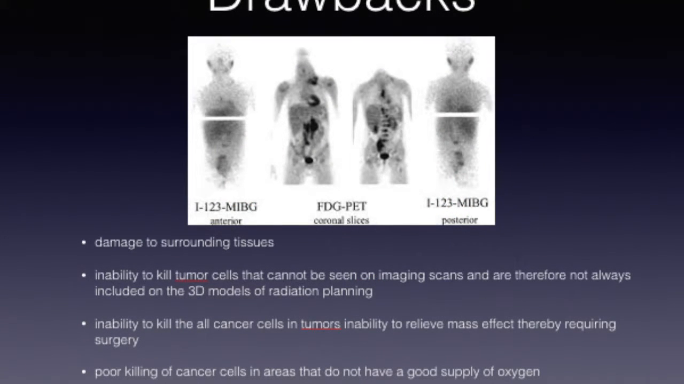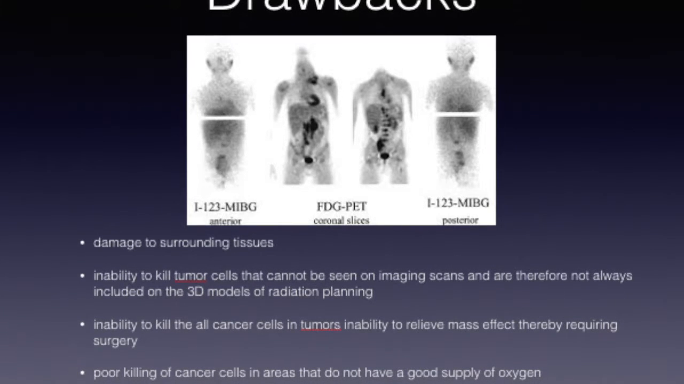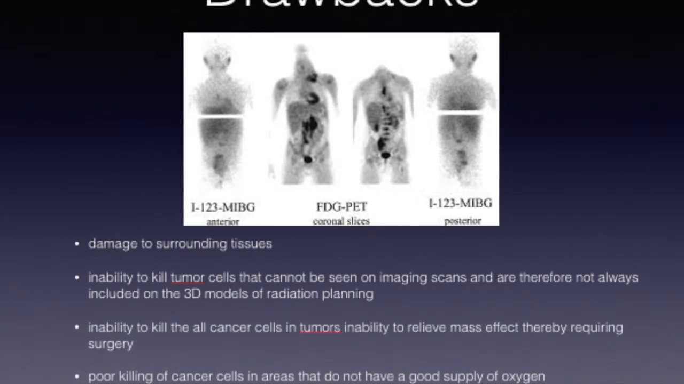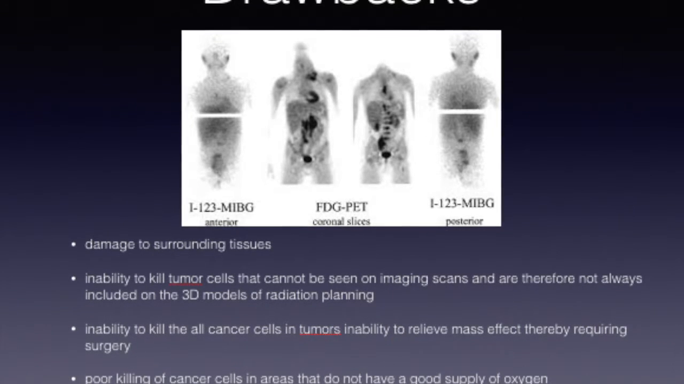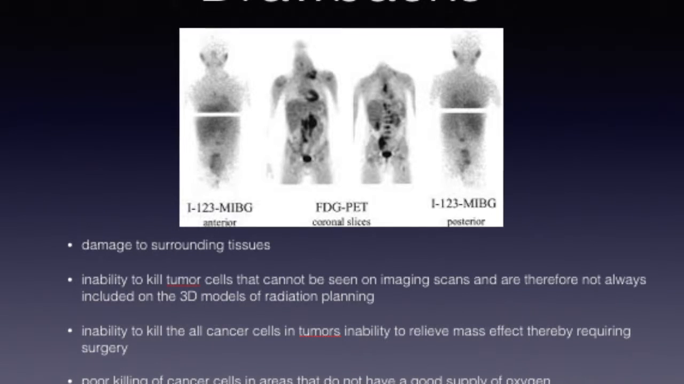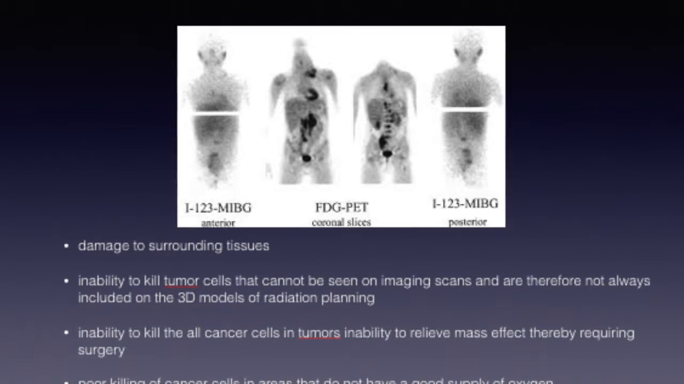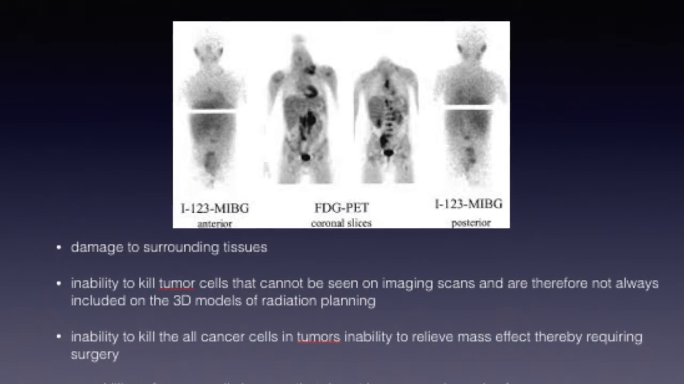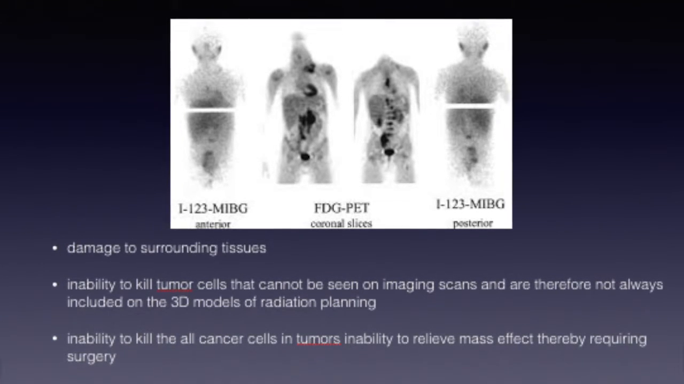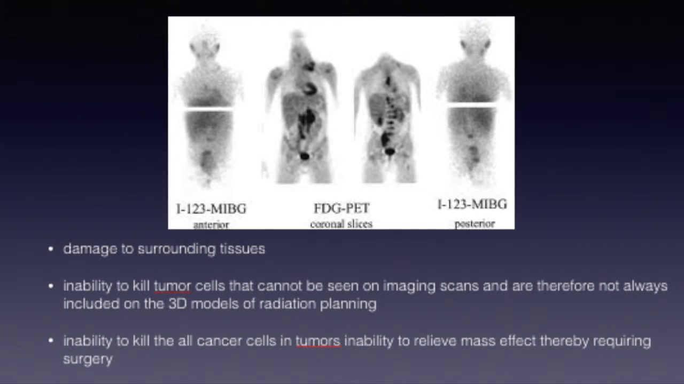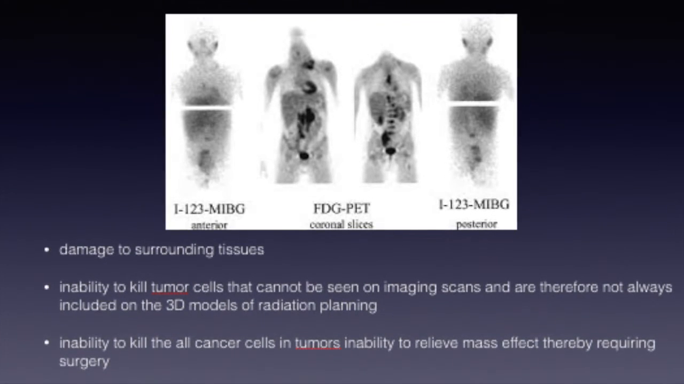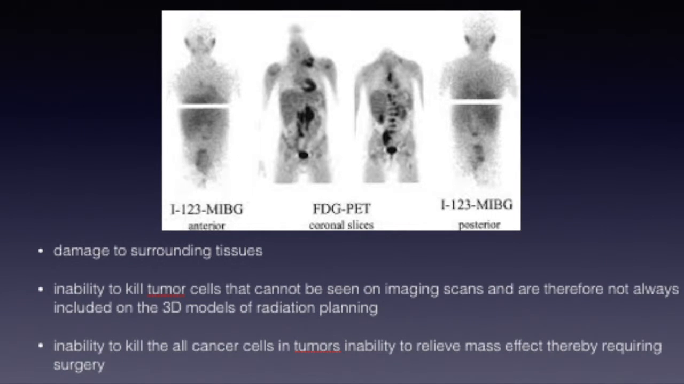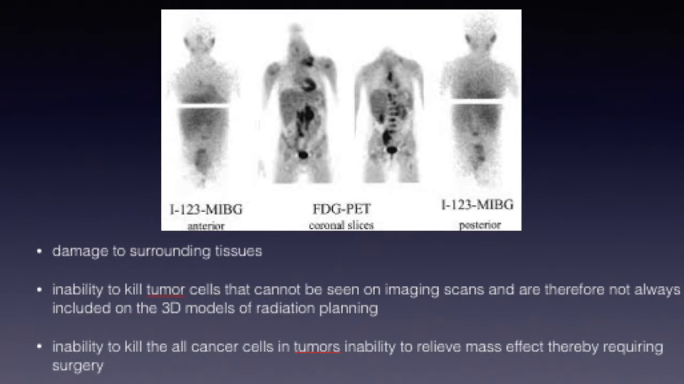Drawbacks: damage to surrounding tissues, inability to kill tumor cells that cannot be seen on imaging scans and are therefore not always included on the 3D models of radiation planning, inability to kill all the cancer cells in a tumor, inability to relieve mass effect, thereby requiring surgery, poor killing of cancer cells in areas that do not have a good supply of oxygen, increased incidence of wound complications and poor healing, inconvenience of radiation therapy, and contraindications to radiation therapy.